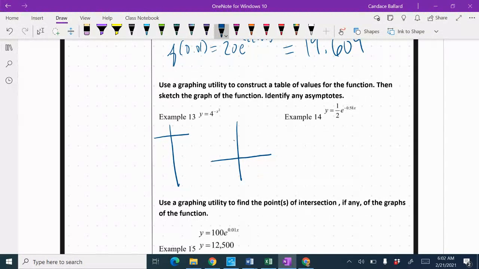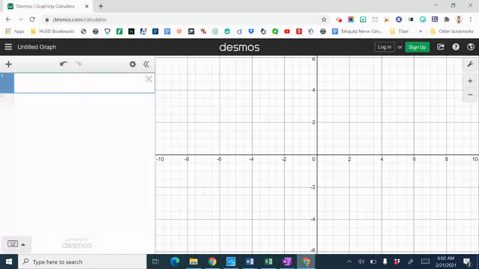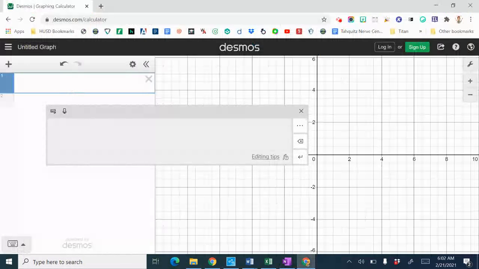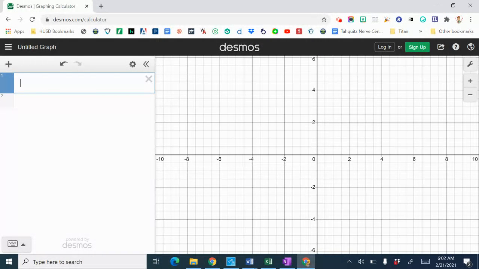Okay, so let's take a look, and I'm going to call this f of x. So we're going to put this into Desmos. So I'm starting with, I'm going to call it f of x.